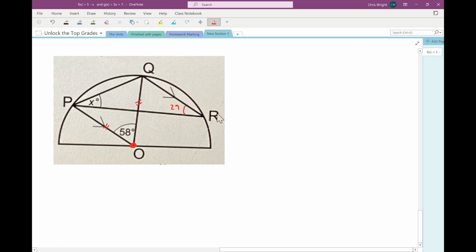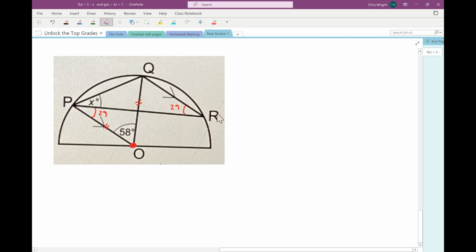Right, now, parallel lines. That's a parallel line, that's a parallel line. So have a look at this. I've got a Z angle there, or an alternate angle. And this angle here is going to be 29. Okay, well, I seem to be getting somewhere now.